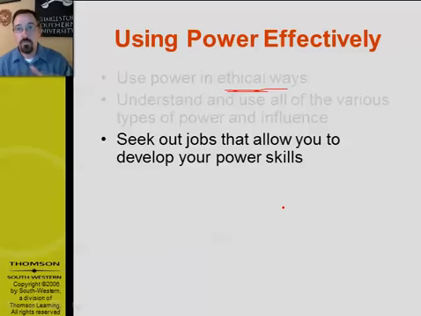Okay, seek out jobs that will allow you to develop your power skills so you can grow. Now, you also want to do this with your people. This is very important. You want to also grow your people. You want to help them develop. As you help develop them, you'll become more powerful. As they grow, they'll push you up higher and higher.